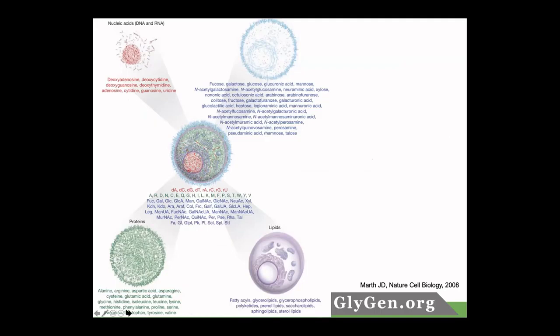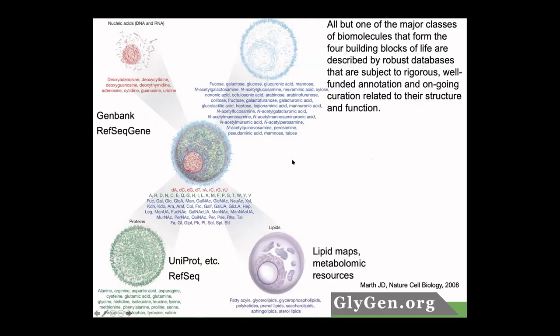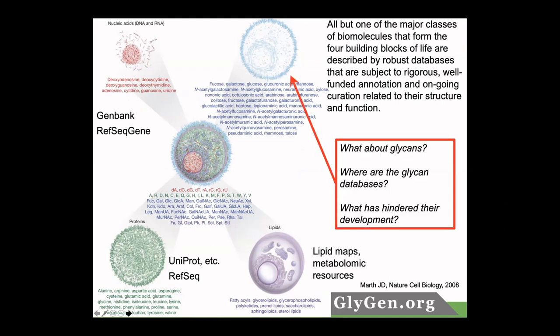And for 3 of these 4 classes of molecules, there are really good, well-curated, robust, well-funded databases that allow people to look at information about these molecules and draw conclusions and linkages of different types of information. Unfortunately, what about glycans? Unfortunately, the generation of these databases has lagged behind those for the other familiar databases for other molecules of life. So where are these glycan databases and what's hindered their development?